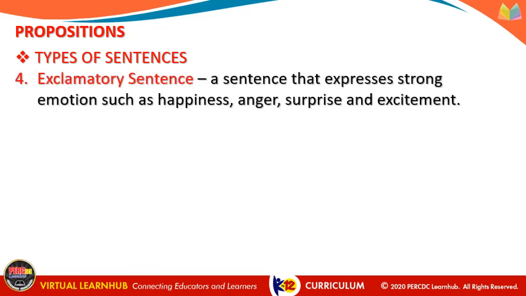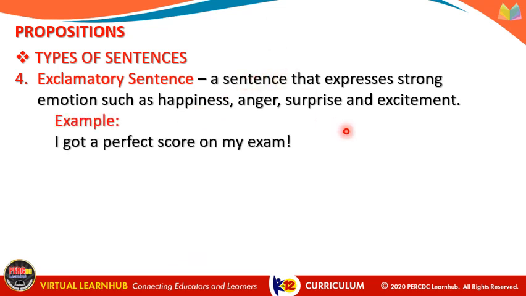Lastly, we have exclamatory sentences. Now, an exclamatory sentence is a sentence that expresses strong emotions such as happiness, anger, surprise, and excitement. Example, we have this one. I got a perfect score on my exam! Exclamatory sentences are also easily identifiable since they end with an exclamation mark.